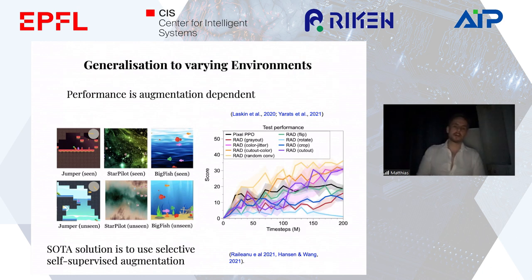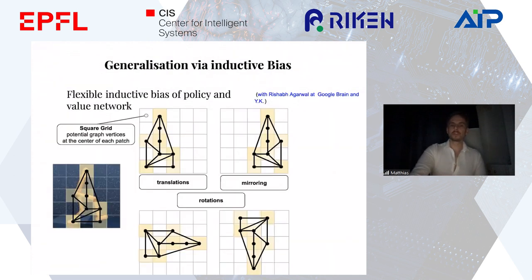The basic state of the art approach to this is to use a selective way, a kind of self-supervised way, to learn which augmentation method is best. We're approaching this challenge a little bit differently. This is a collaboration with Rishabh Agarwal at Google. We try to think of the idea that inductive bias in the policy network and value network can actually replace augmentation methods to some extent.